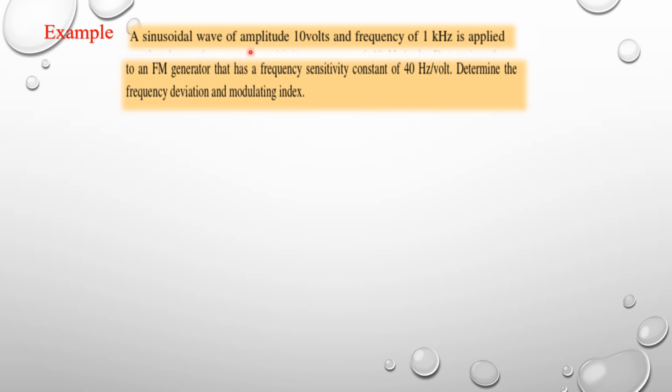So they are given a sinusoidal wave of amplitude 10 volts and frequency of 1 kilohertz. This is the message signal. The sinusoidal wave, the message signal, is applied to an FM generator that has a frequency sensitivity constant. The frequency sensitivity constant kf is equal to 40 Hz per volt. So we have to find the frequency deviation and modulation index. First we have to list out the given data.